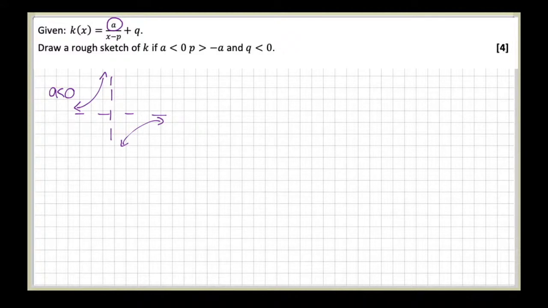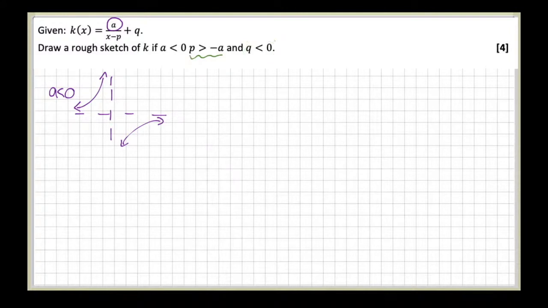P is greater than negative A. Okay, let's put that one on ice. I'm going to just wait with that one, please. So wait. Let's start with just the easy things that I do know.